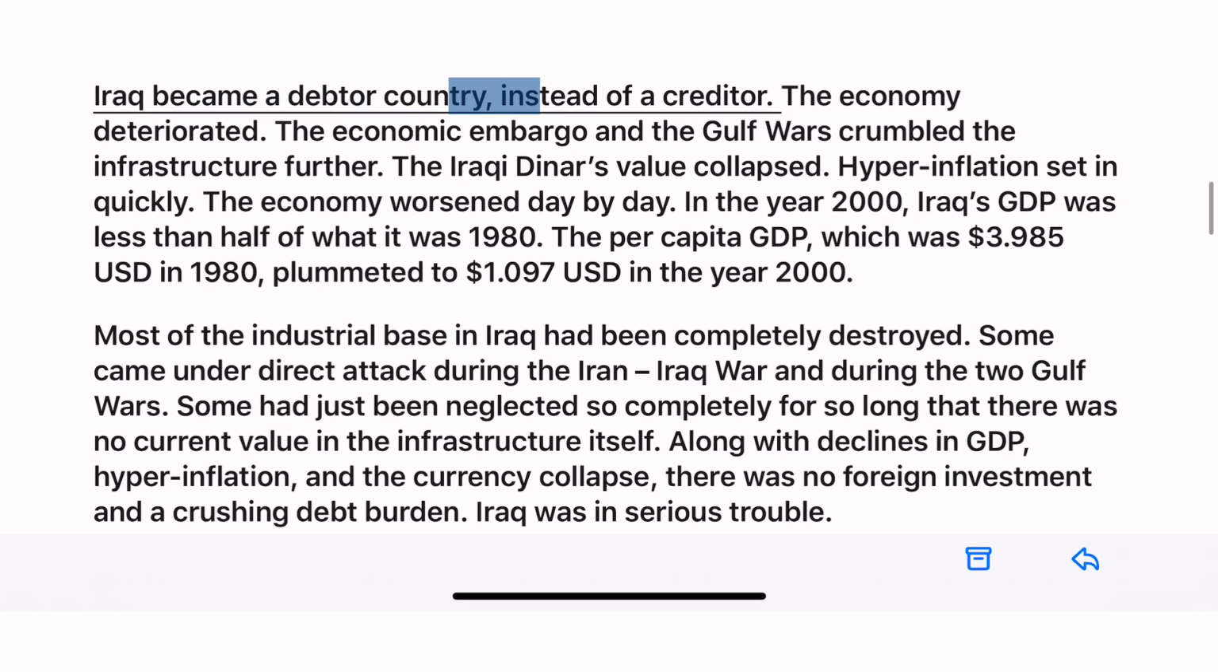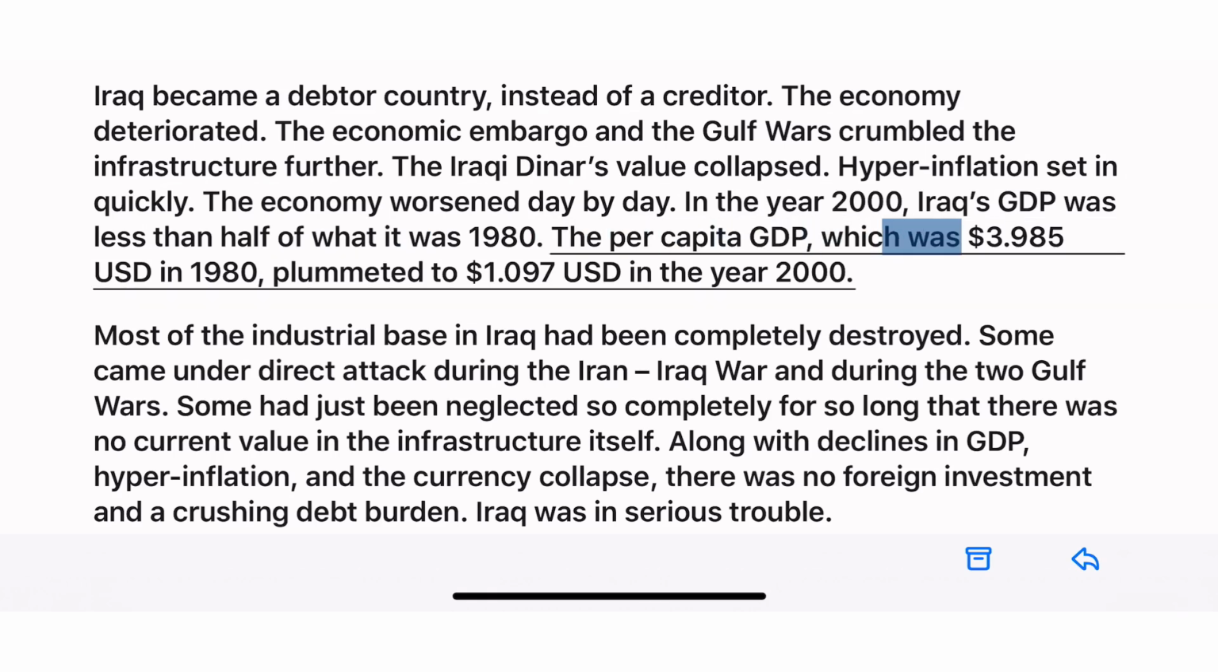Iraq became a debtor country, instead of a creditor. The economy deteriorated. The economic embargo and the Gulf Wars crumbled the infrastructure further. The Iraqi dinar's value collapsed. Hyperinflation set in quickly. The economy worsened day by day. In the year 2000, Iraq's GDP was less than half of what it was in 1980. The per capita GDP, which was $3,985 USD in 1980, plummeted to $1,097 USD in the year 2000.